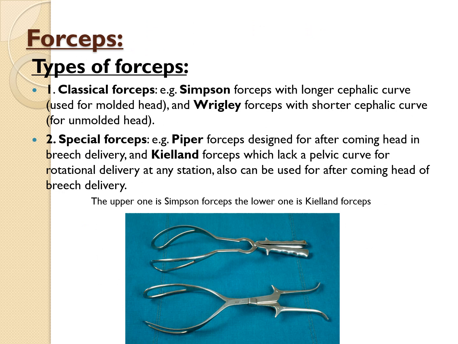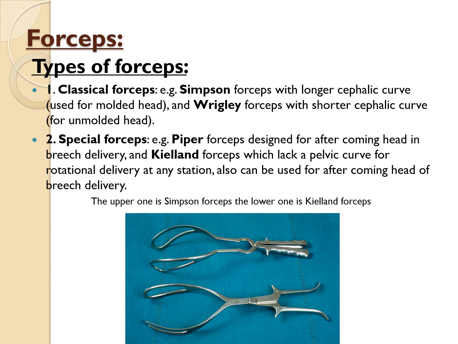The second type of instrument is forceps. The types of forceps: first, classical forceps, example, Simpson forceps with longer cephalic curve, used for unmolded head, and Wrigley forceps with shorter cephalic curve for a molded head.